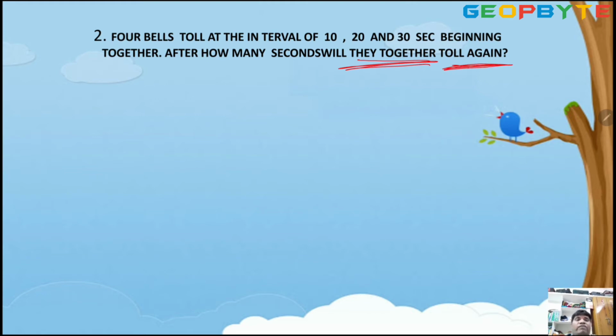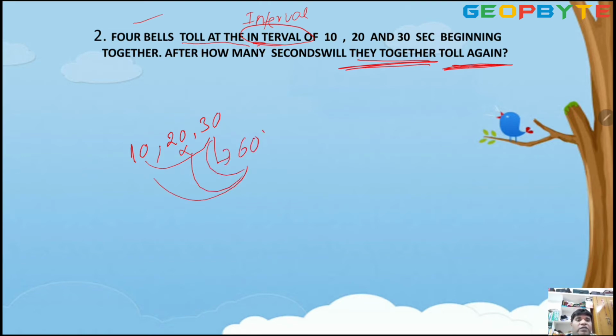Children, we have bells tolling at intervals of 10, 20, 30 seconds, beginning together. So what is the LCM of 10, 20, 30? Already we know the logic. Divisible by 10 okay, 20 not okay. So 30 must go to 60. 10, 20, 30 all divide 60. So the LCM is 60. So the 60th second.